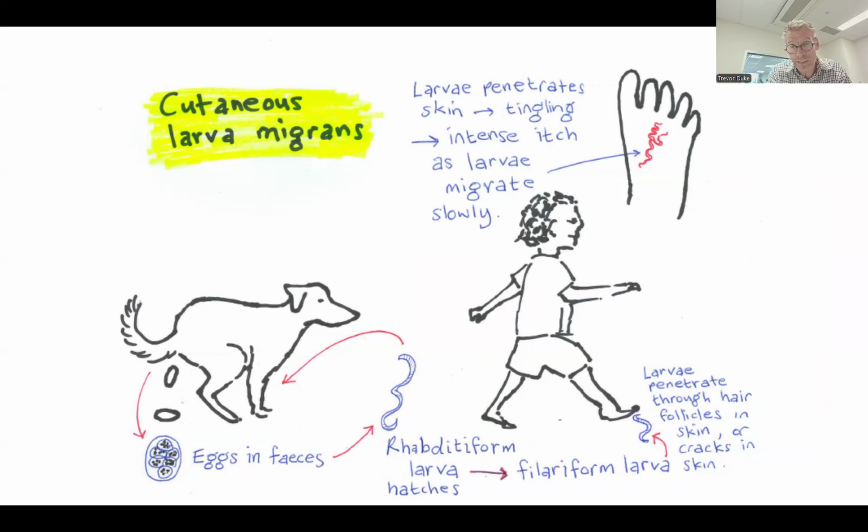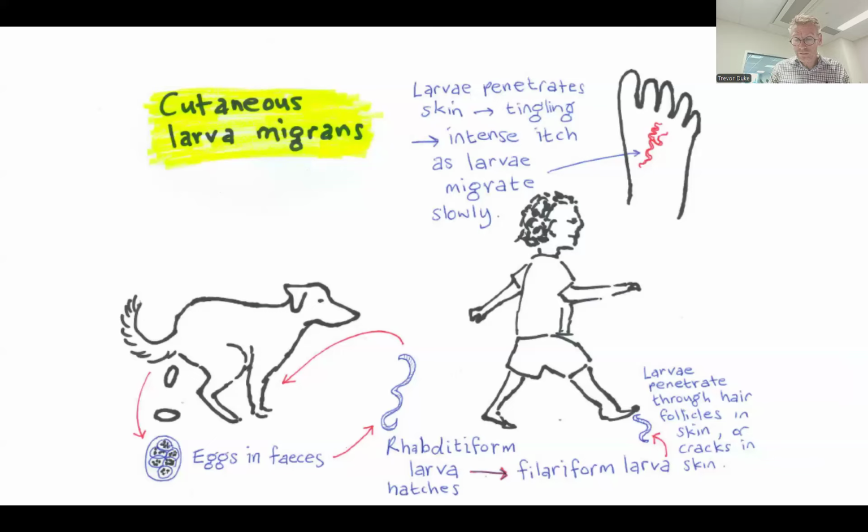Dogs are the main host of cutaneous larva migrans, or Ankylostoma brasilensis. They excrete the eggs in their feces, the eggs hatch, and the larvae in the soil penetrate through the hair follicles, the tiny little follicles in the skin, or cracks in the skin. Then it doesn't become systemic. It only migrates through the local skin.